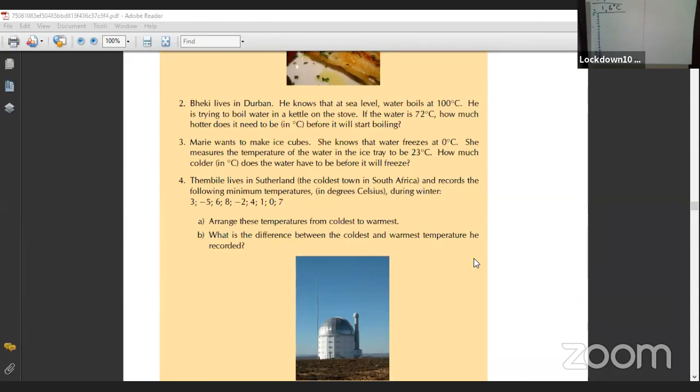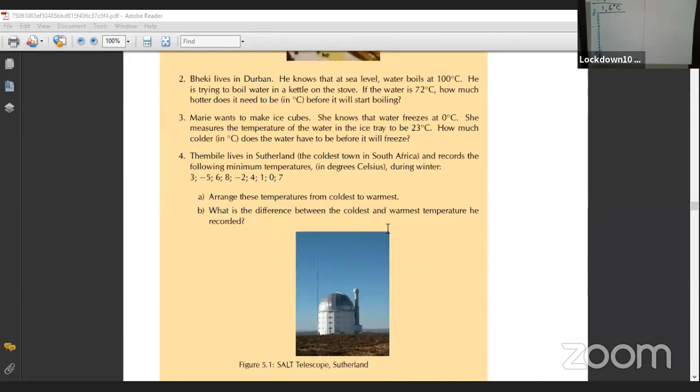Okay? Let's look at question number four. Thembile lives in Switzerland, the coldest town in South Africa, and records the following minimum temperatures in degrees Celsius during winter. Question A says, arrange these temperatures from the coldest to the warmest. Can you do that, guys?